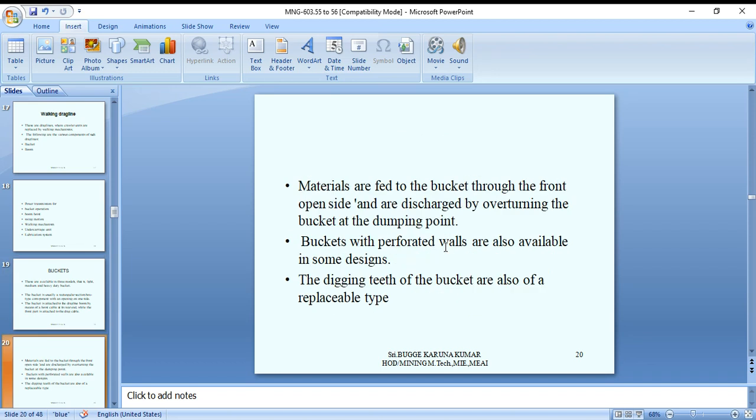Minerals are fed into the bucket through the front open side and are discharged by overturning the bucket at the dumping point. Buckets with perforated walls are also available in some designs. The digging teeth of the bucket are also of replaceable type.